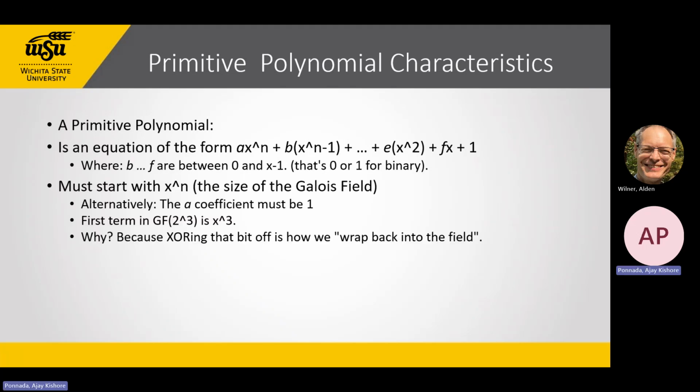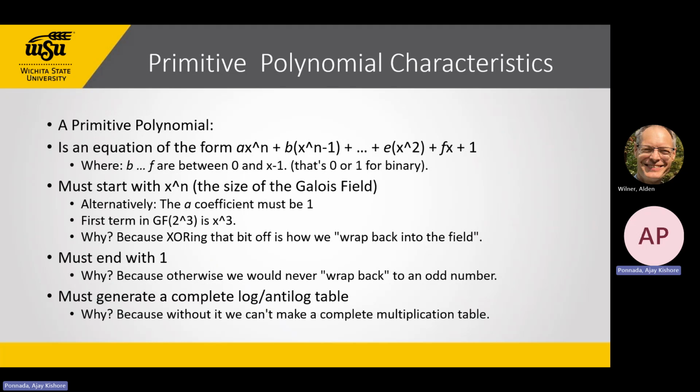It must start with x power n, the size of the Galois field. Alternatively, the a coefficient must be 1 here. The first term in GF 2 power 3 is x cube. Why? Because XORing that bit off is how we wrap back into the field. It must end with 1. Why? Because otherwise we would never wrap back to an odd number. It must generate a complete log anti-log table. Why? Because without it we can't make a complete multiplication table, right? So this is the stuff we just discussed, but this is how a primitive polynomial looks.